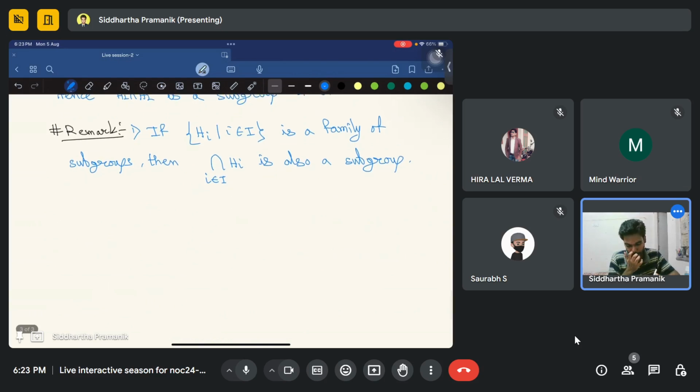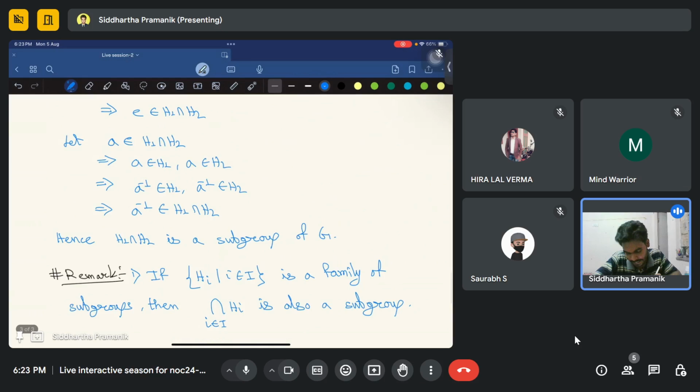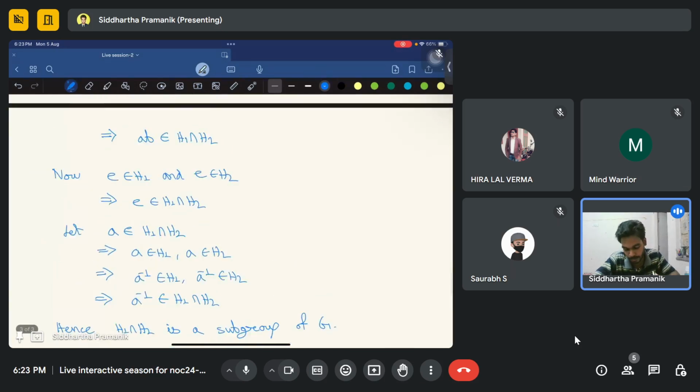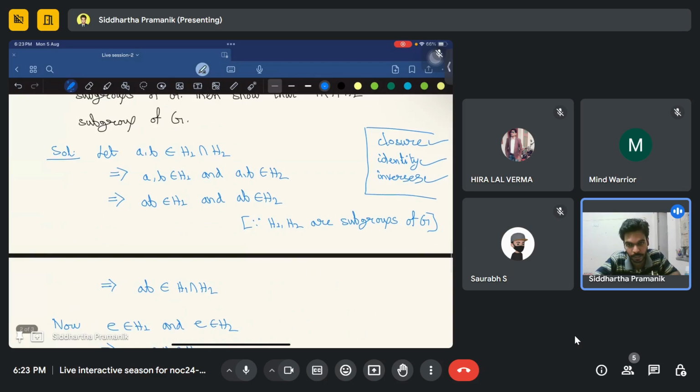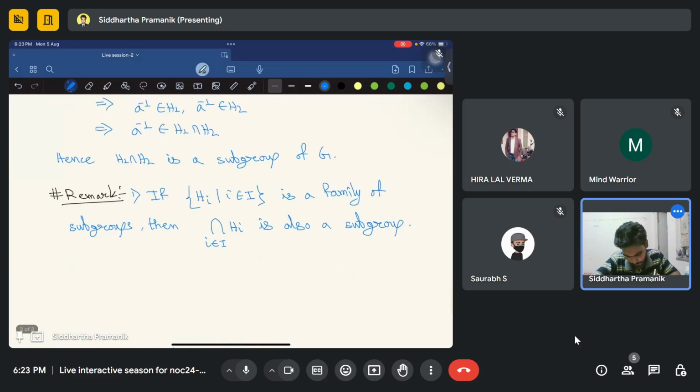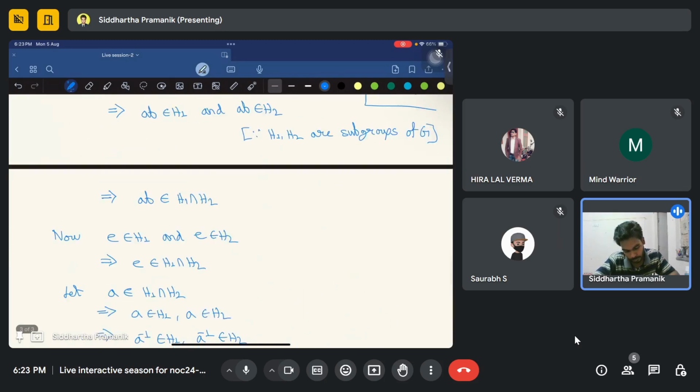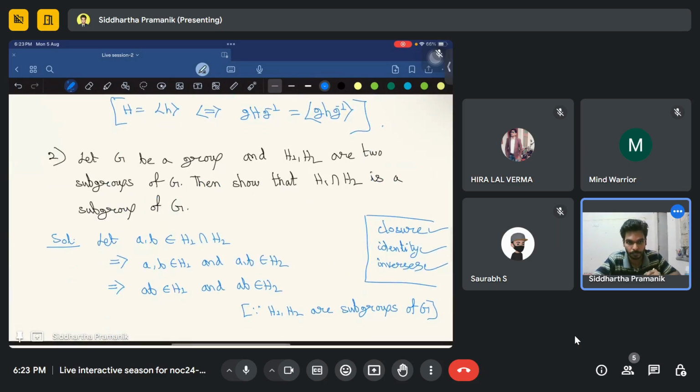Okay, I hope the proof exactly follows the same way as we have done in this case for two subgroups. So I'm not going to write down the proof again. So we have taken intersection. Now if I ask you, what about union of two subgroups? What will happen if we take H1 union H2? Is it a subgroup?